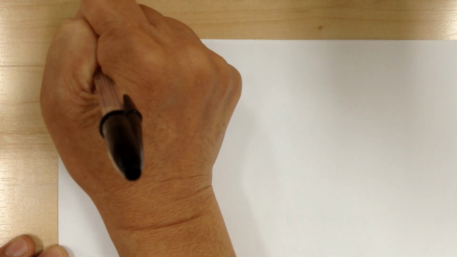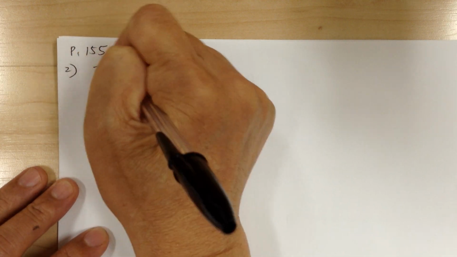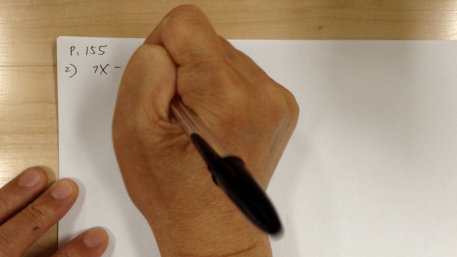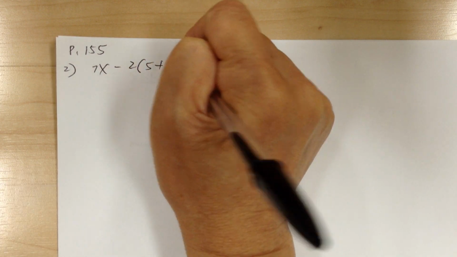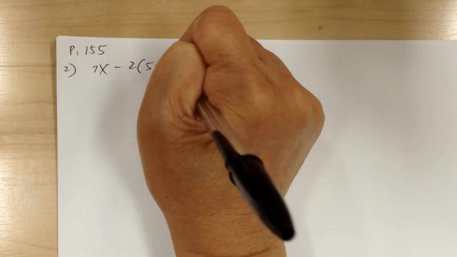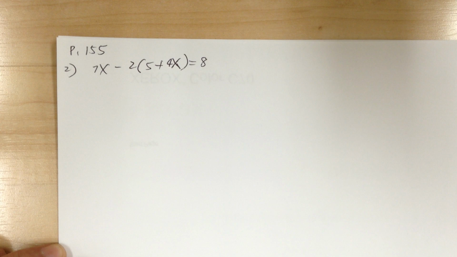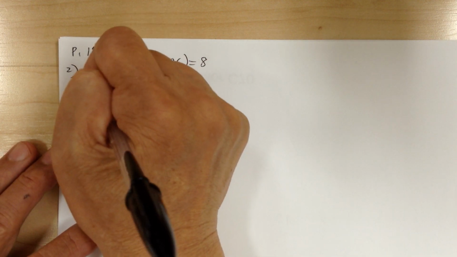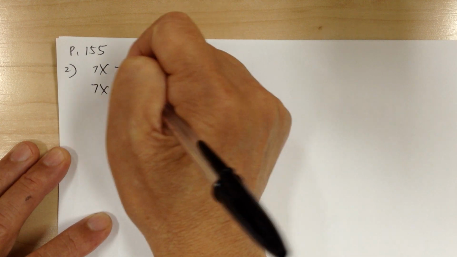Okay, let's go to page 155 and start with number 2. You have 7x minus 2 times 5 plus 4x equal to 8. First, you need to distribute to undo the parentheses, the grouping symbols. When you distribute, you just have to multiply out.